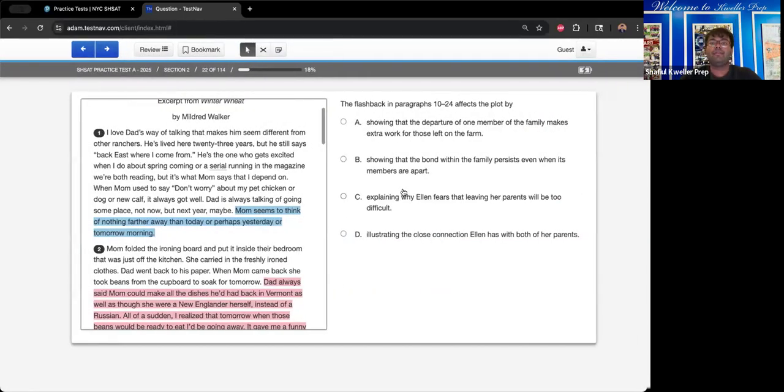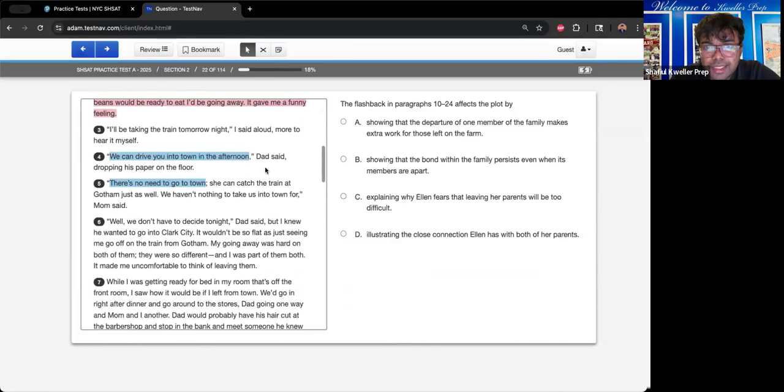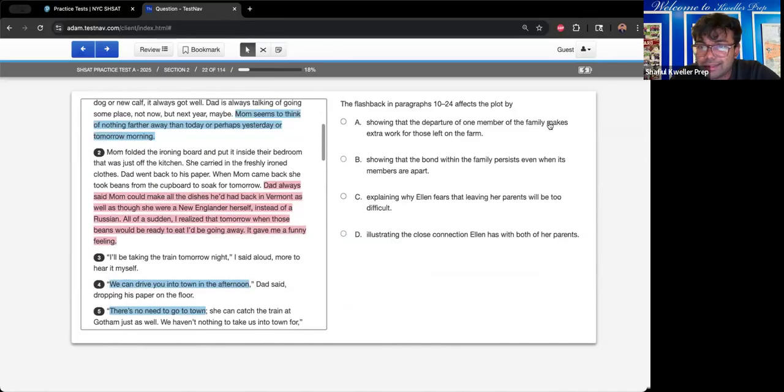Okay, the flashback in paragraphs 10 to 24 affects the plot by... I can already rule out A. They're not focused on the extra work left on the farm, right? If you read this, it doesn't seem like a logical answer choice. It does make sense logically, but it doesn't seem like this affects the plot. It means, oh yeah, the fact that the dad left meant they have to do extra work.